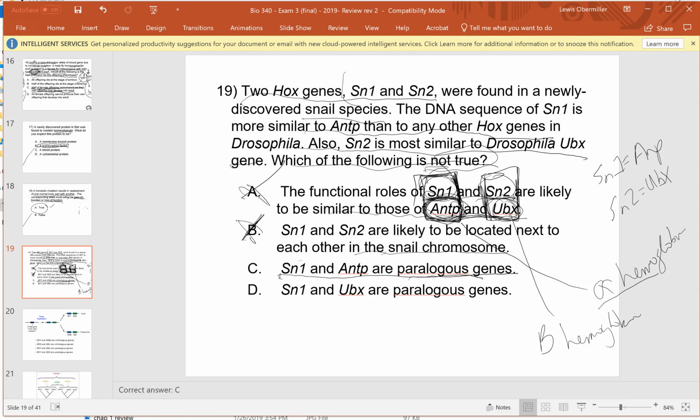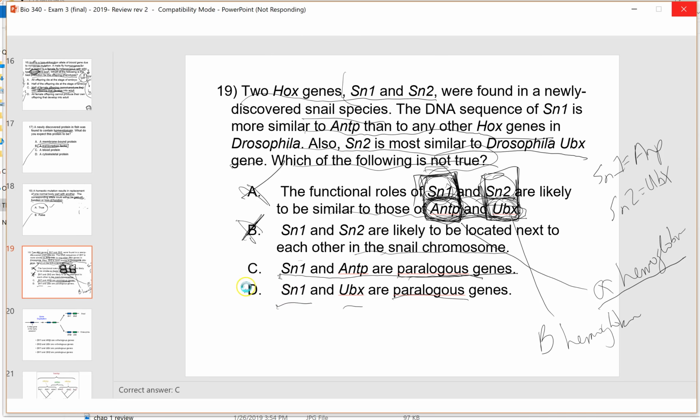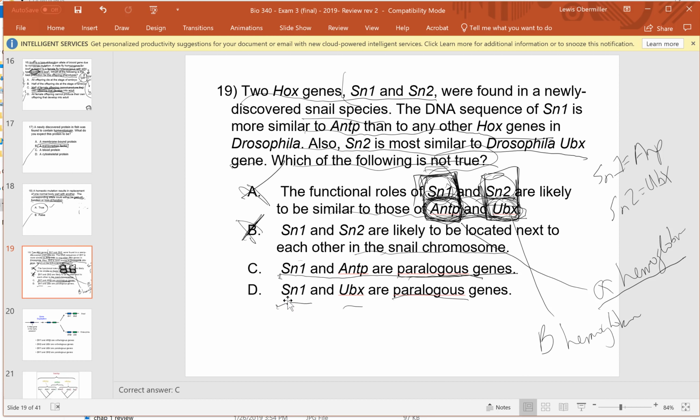Remember, things that are similar are called orthologs, like all of the genes that are similar to alpha hemoglobin or all the genes that are similar to beta hemoglobin would be orthologs. So SN1 and UBX, these are paralogs because they're like alpha and beta hemoglobin. So this is true. This is not true. So the answer is C.